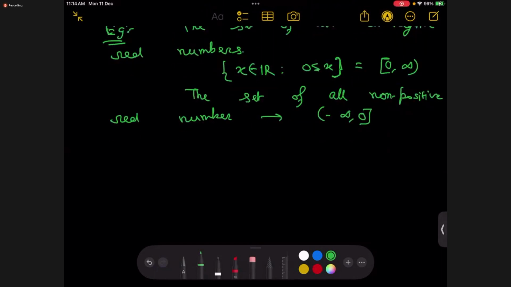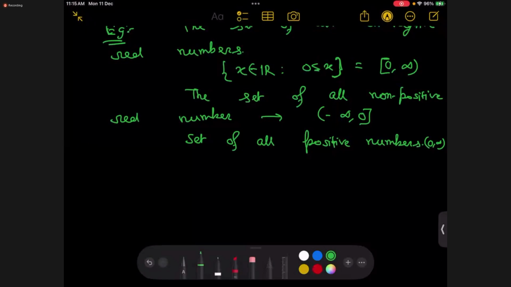So if I say the set of all positive numbers, then the set will be like this: 0 to infinity. Why is this so? Because here we are collecting the set of all positive numbers. So 0 is not a positive number. 0 is non-negative, but we can't say this is a positive number. So we are taking open interval at 0, and open interval at infinity.